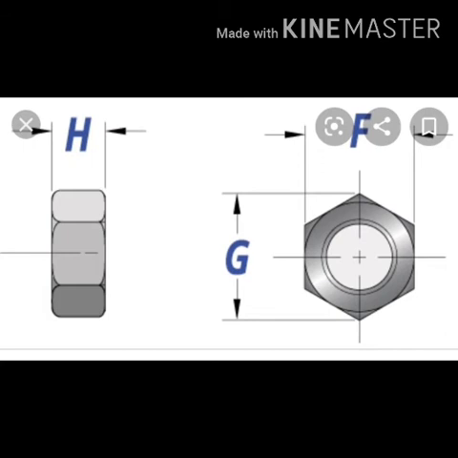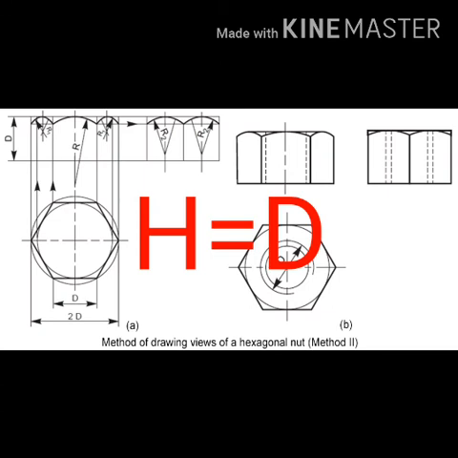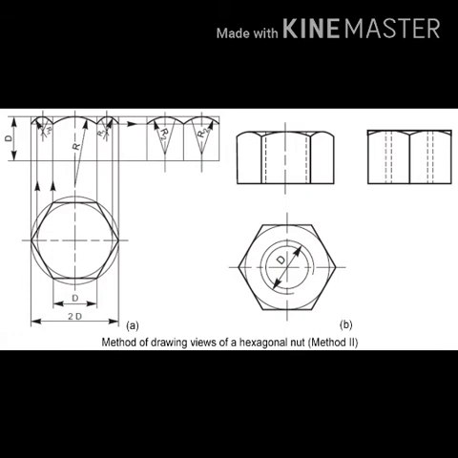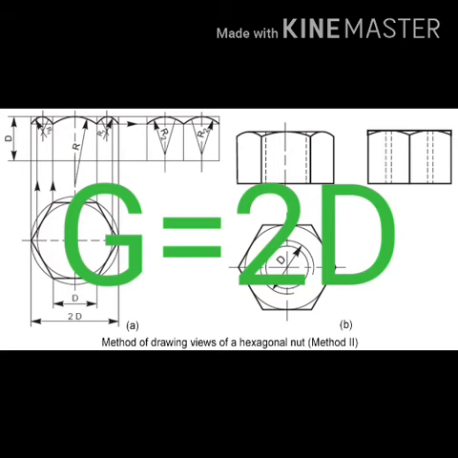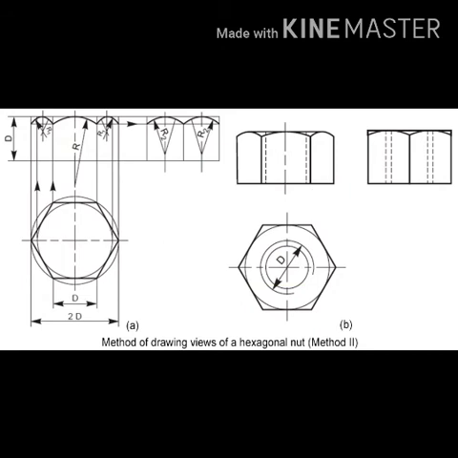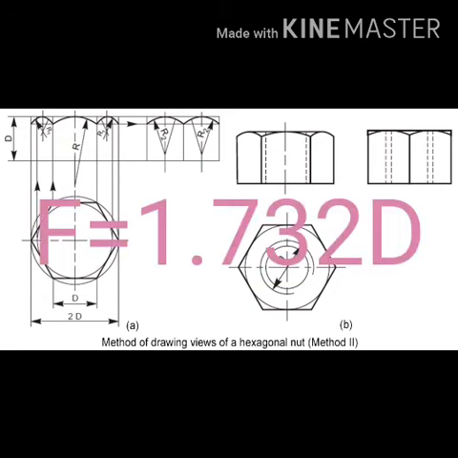This slide shows the major important terms associated with nuts. Here, this slide shows three major important dimensions associated with nuts. That is, H means thickness of the nut. We know that thickness of the nut is d. Whereas in the case of hexagonal nut, G means corner to corner distance. Its value is 2d. And F is flat to flat width. Its value is 1.732d.